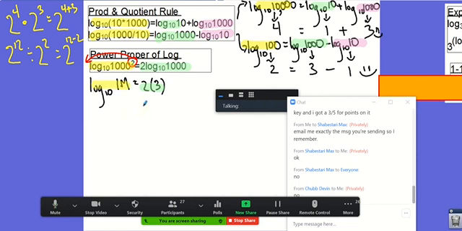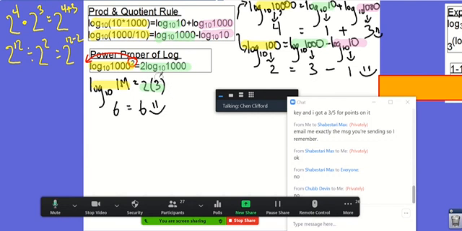Now, 10 to the power of what is 1,000,000? The answer is 6. And is 6 indeed 2 times 3? Yes. The answer is yes.